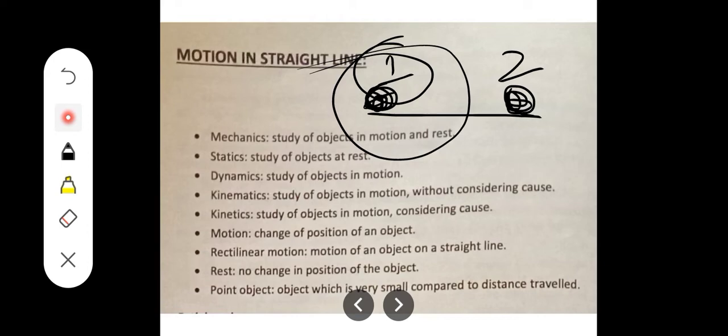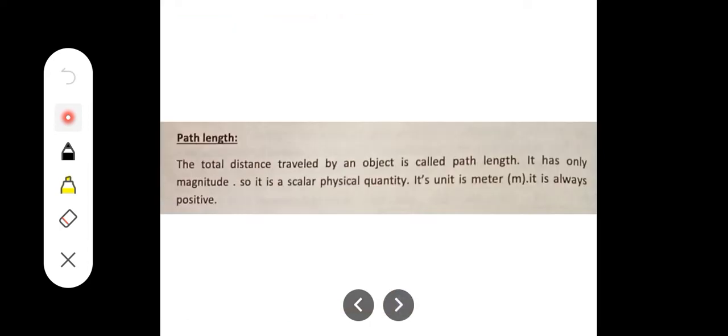So far we have understood some terms: mechanics, statics, dynamics, kinetics, motion, rectilinear motion, rest, and point object. These words we may be using in between. Okay. Yes, let us continue now.